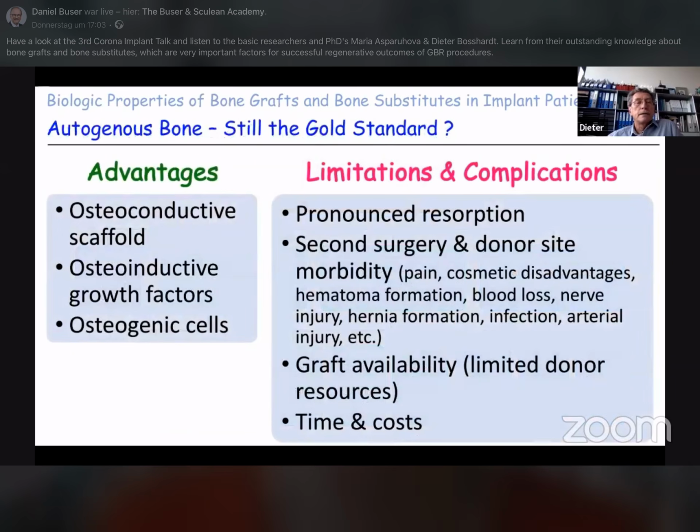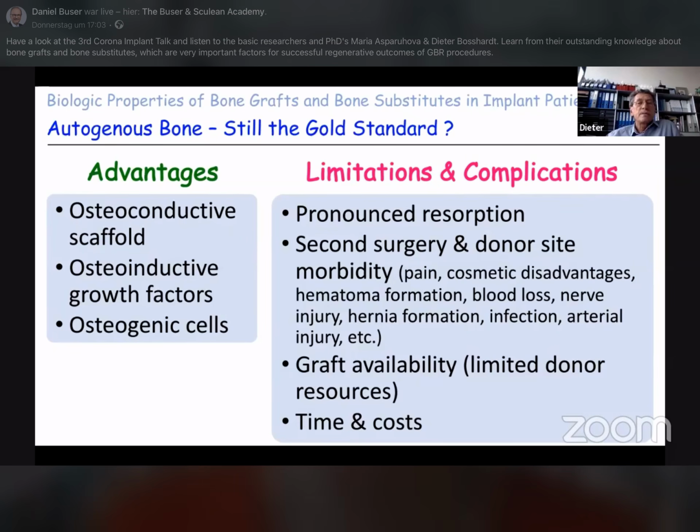Now, going back to the autogenous bone, I may ask the question. Some take it for granted. They think it's a gold standard. And others would say, no, it's not. Now, what are the advantages of the autogenous bone? Clearly, and we have heard that also from Maria, the autogenous bone is very osteoconductive. And we will see that in a minute in some slides. The bone matrix is also osteoinductive because it contains these growth factors. And it's osteogenic because it contains vital cells that, at least theoretically, can contribute to new bone formation at the transplantation site. However, the autogenous bone has also some limitations and maybe complications.